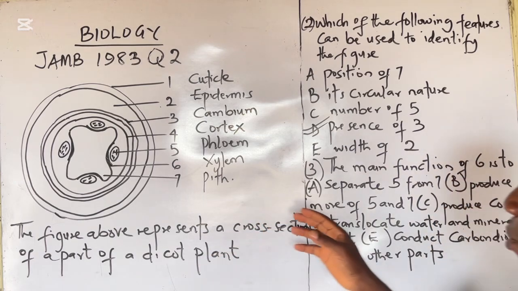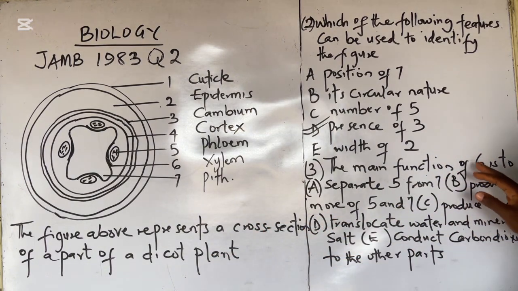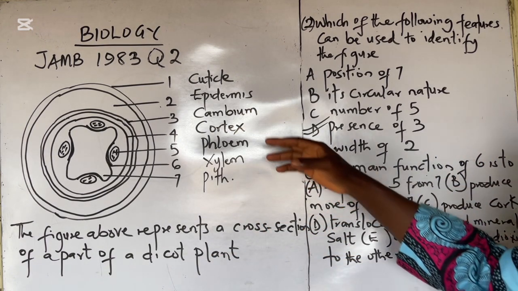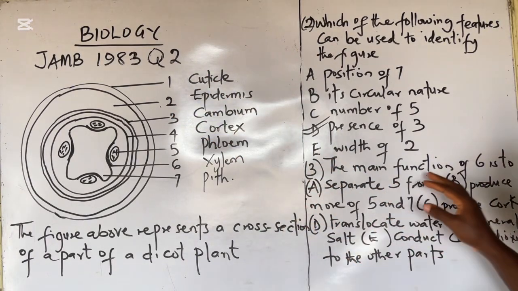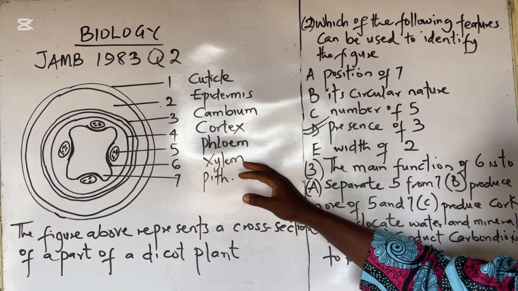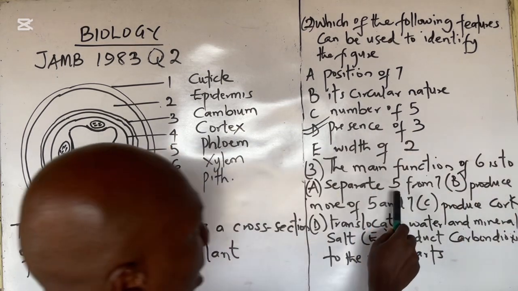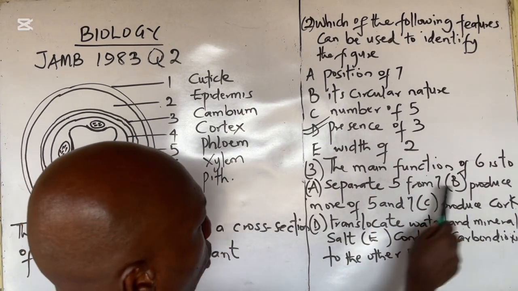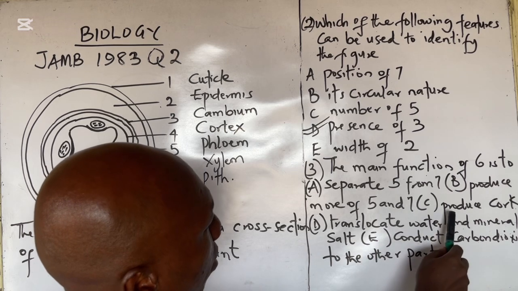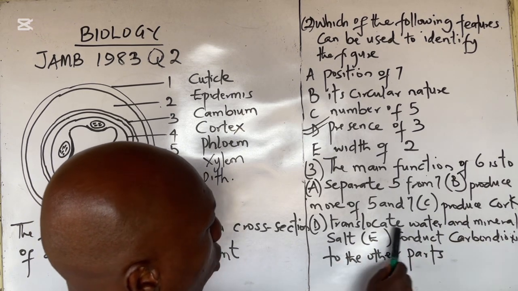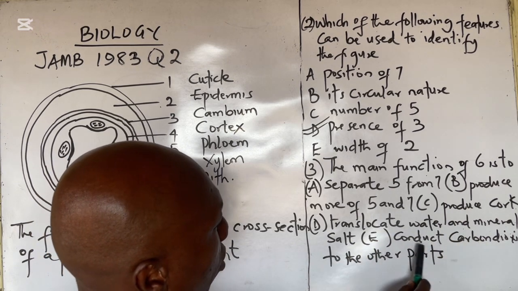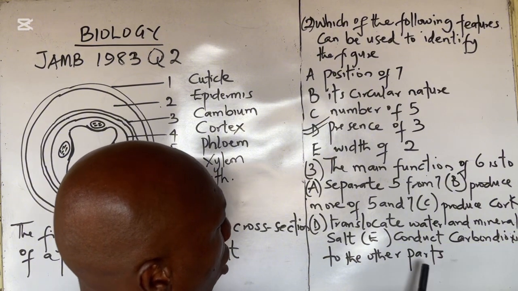The next one now, the main function of 6. That's 1984 question 3. The main function of 6. What is 6? 6 is xylem. Is to A, separate 5 from 7. B, produce more of 5 and 7. Produce cork. Translocate water and mineral salt. Conduct carbon dioxide to the other part.